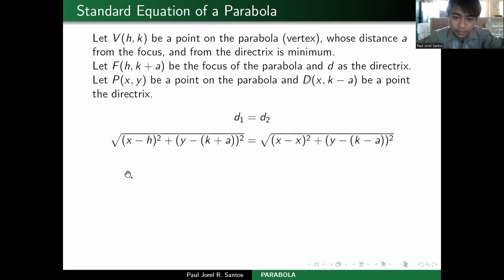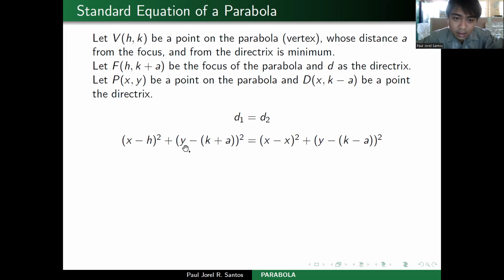Now, squaring both sides will lead us to just removing the radical symbol. And then simplifying x minus x, it will give us x squared. And simplifying y minus the sum of k plus a will give us y minus k minus a. And on the right side, we have y minus k plus a, because negative multiplied by negative will be positive. Doing so, we have this.